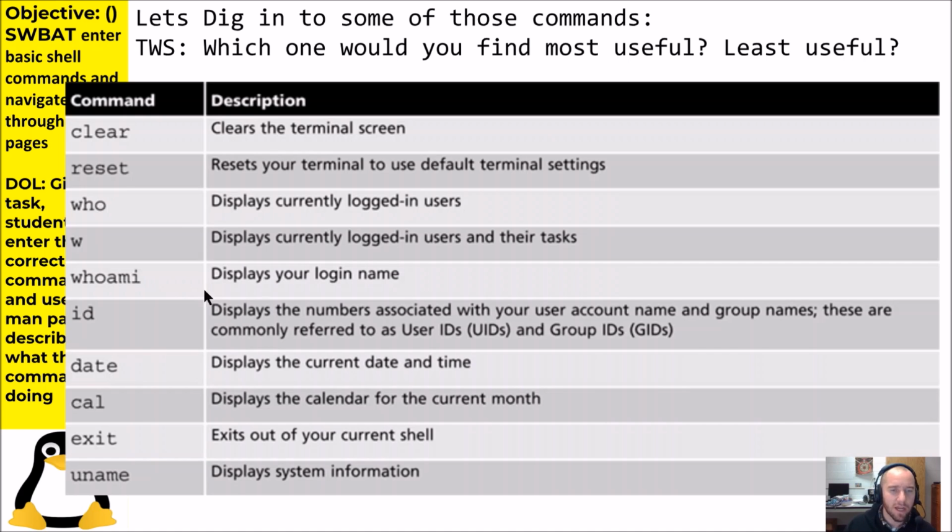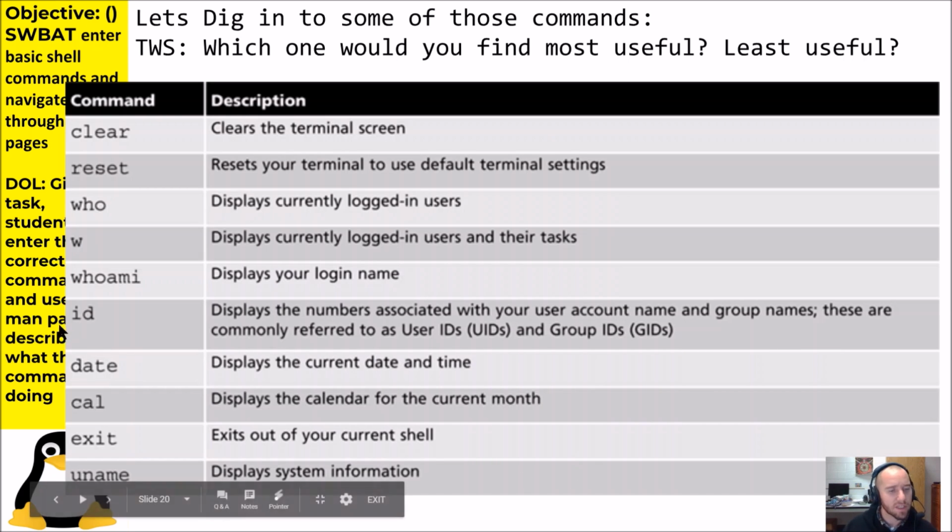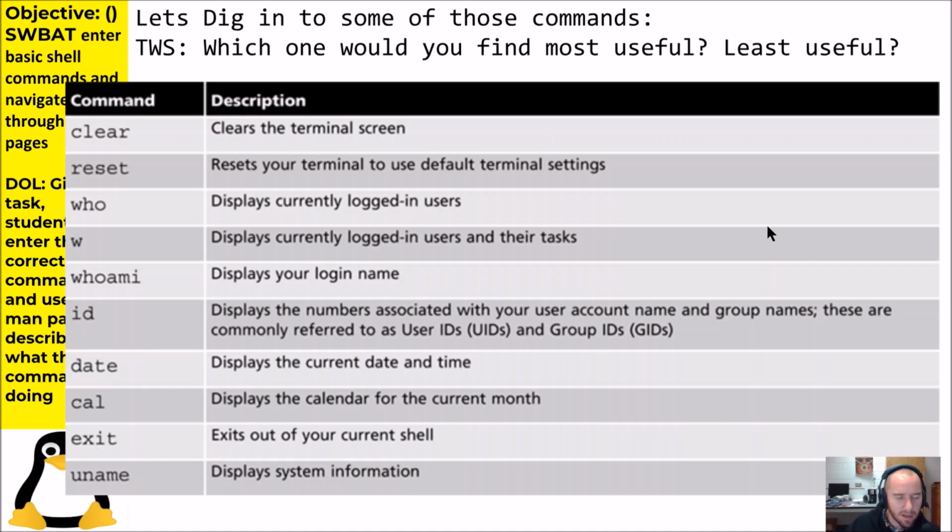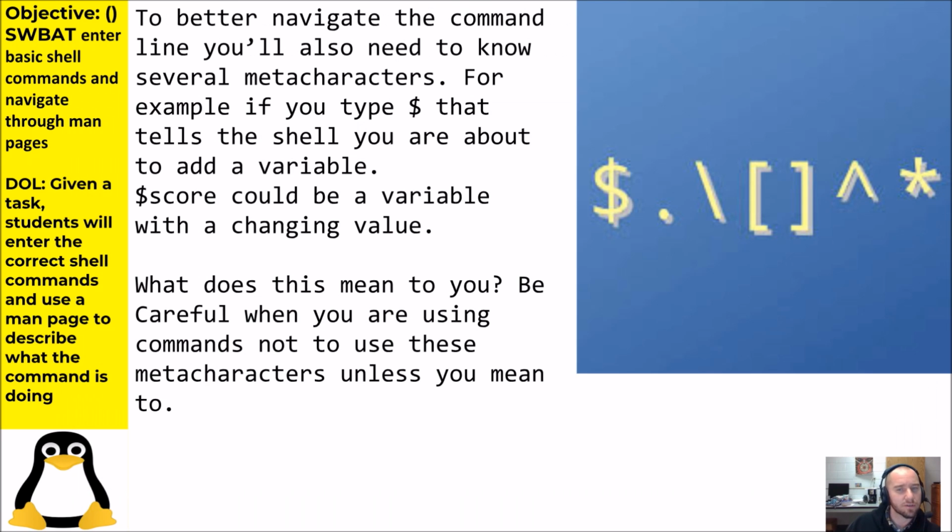Just typing whoami will display your login name. You have id here. This displays the numbers associated with your user account name and group. These are commonly referred to as user IDs, so UID, and then there's GIDs, group IDs. If you want to know what the date is, type date. If you want to see the calendar, I use that one actually quite a bit. Just type in cal. Exit will exit you out of the shell, and uname will display system information. I need to use uname more just out of curiosity.